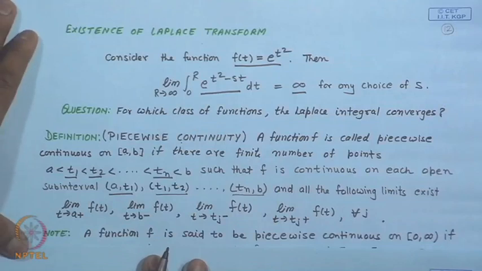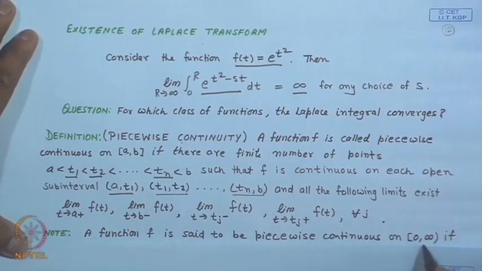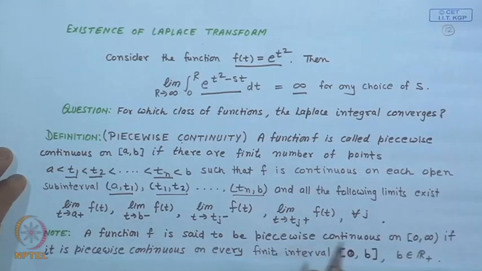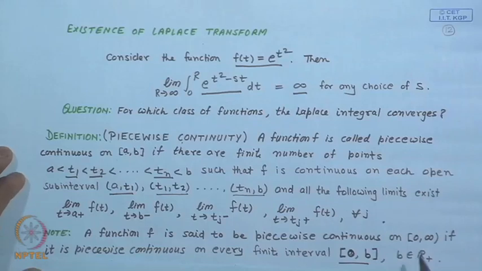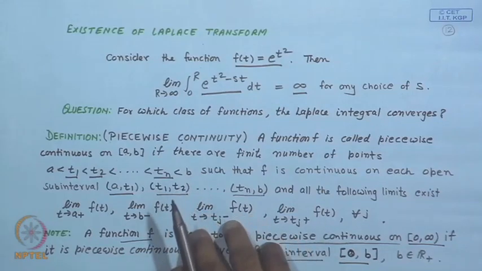Just to add here, a function is said to be piecewise continuous on 0 to infinity if it is piecewise continuous on every finite interval 0 to b, and b we can take to be any positive number. So in this case we say that this function is piecewise continuous on 0 to infinity if it is piecewise continuous on every finite interval 0 to b that we take.